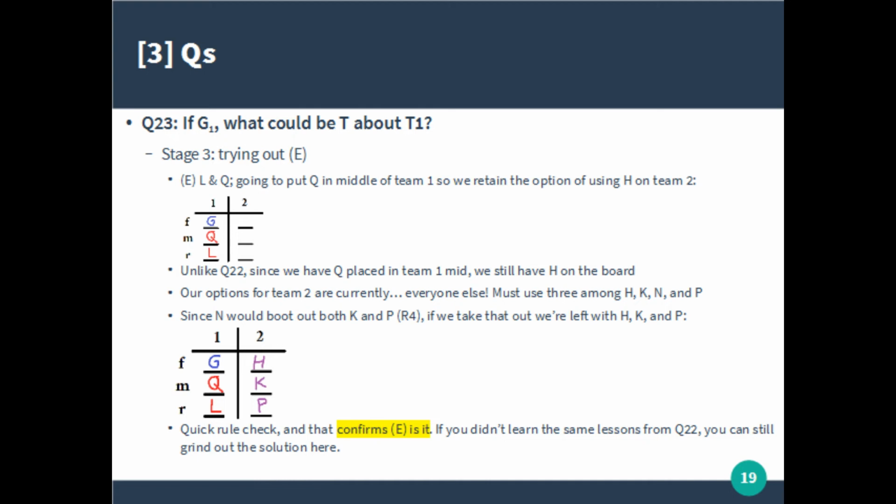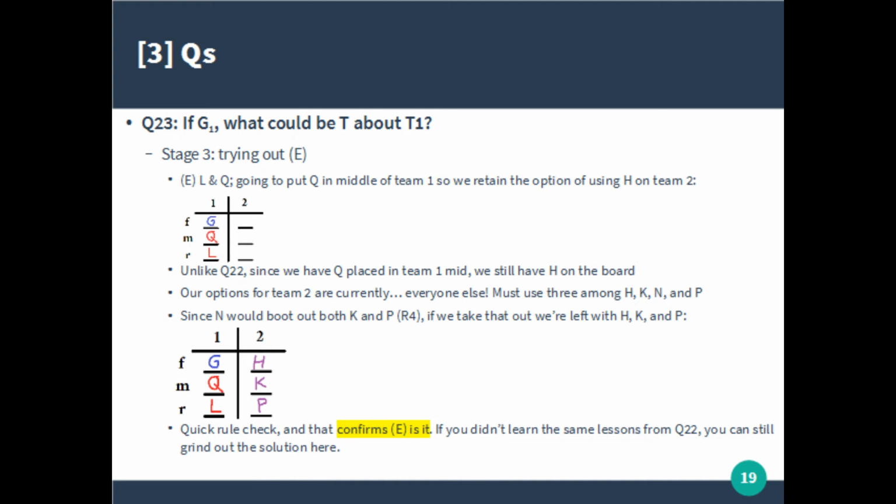So we have to use 3 among the 4 remaining: H, K, N, and P. I do want to avoid using N because that would boot out both K and P, and if so, we'd be stuck using H and N, but we wouldn't have anybody to put into the rest of team 2 because N disqualifies K and P from showing up. So if we take out N from consideration, because that would make it impossible for us to finish, we're left with just H, K, and P.